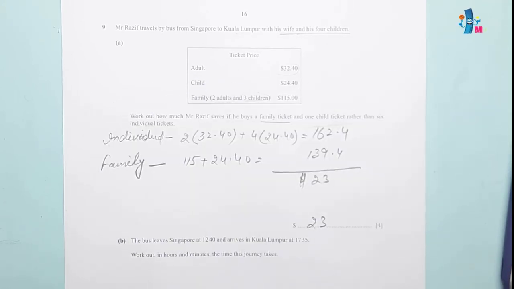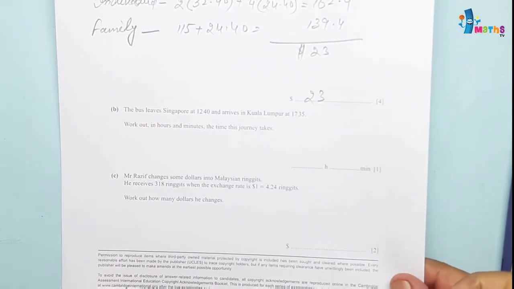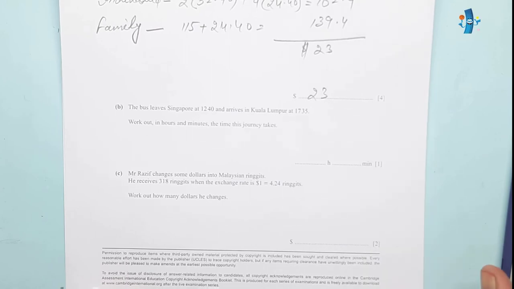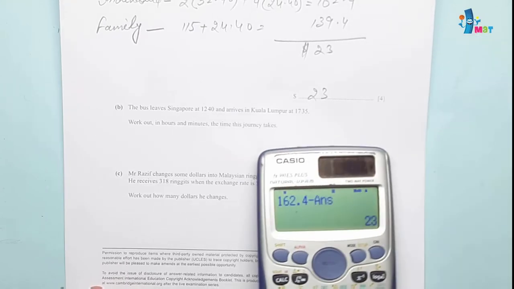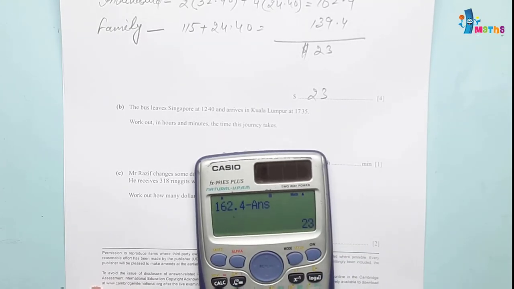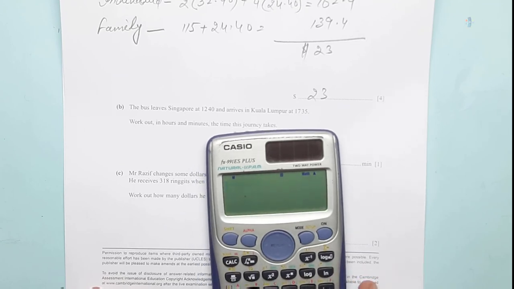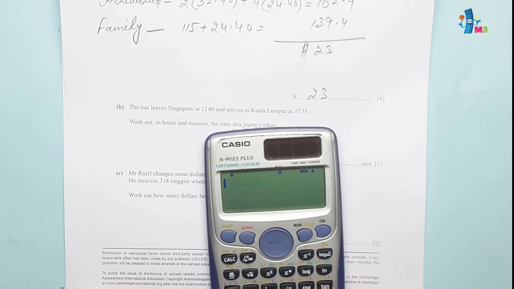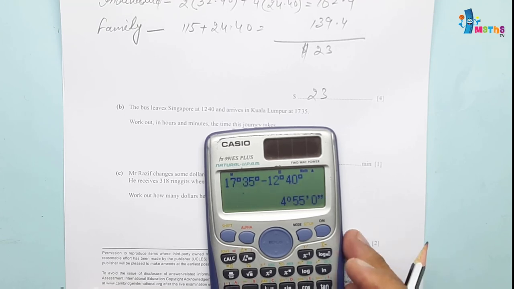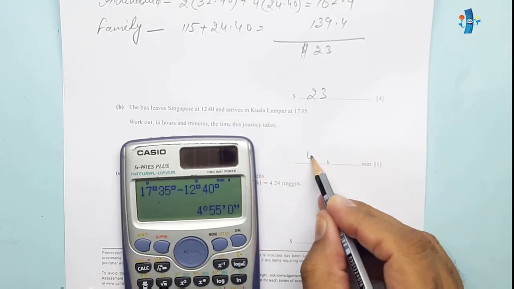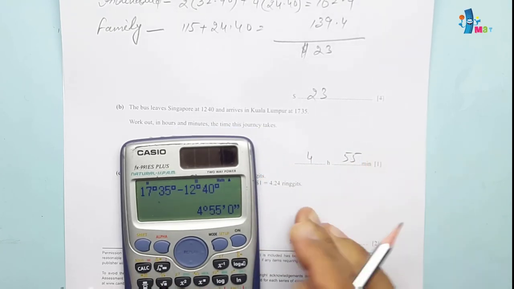B part, the bus leaves Singapore at 12:40 and arrives in Kuala Lumpur at 17:35. Work out in hours and minutes the time this journey takes. So just subtraction by time button, we can subtract 17 hours and 35 minutes minus 12 hours and 40 minutes, and this will be equal to 4 hours and 55 minutes.